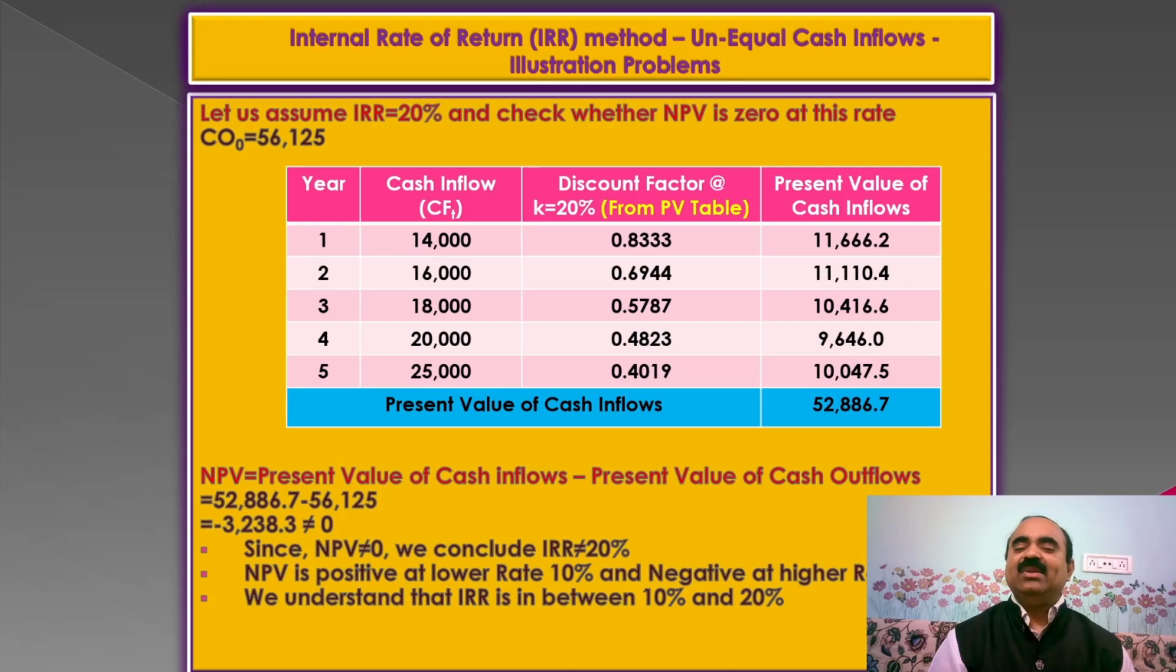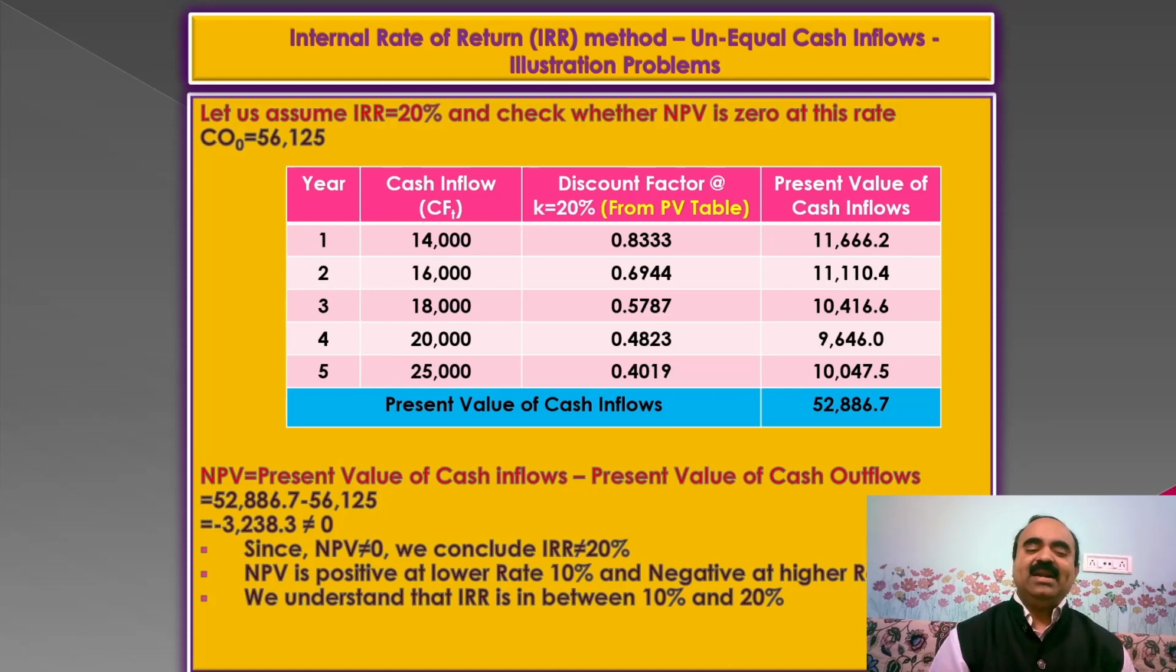0.6944 and derived the value of 11,110.4. That's how I got present value of cash inflows of 10,416.6 in the year 3, 9,646.0 in the year 4, 10,047.5 in the year 5. By adding all the values in the 4th column, I got present value of cash inflows as 52,886.7, which was shown in the blue row.